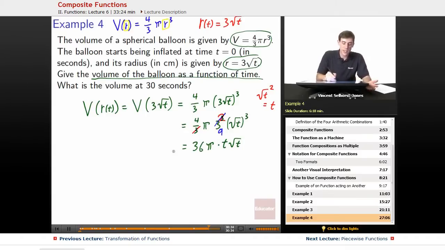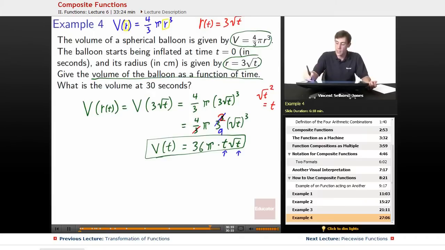And there we are. This is the volume of this balloon, volume of radius of time, but it's also a way of seeing volume that's purely in terms of t, right? T shows up, but pi is a constant, 36 is a constant. So what we've got now is volume based purely off of time. We've got the first part of this question done. Next part, volume at 30 seconds.